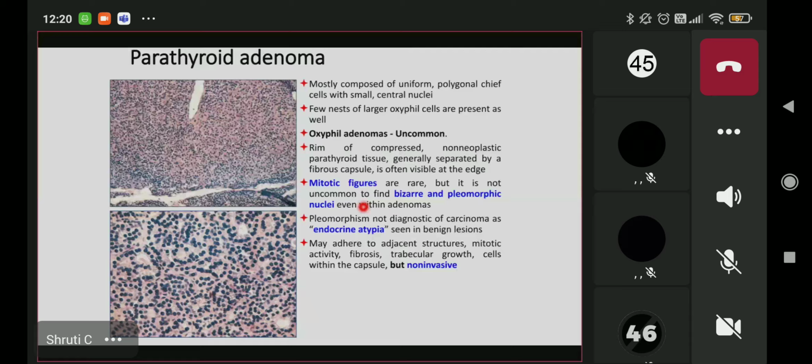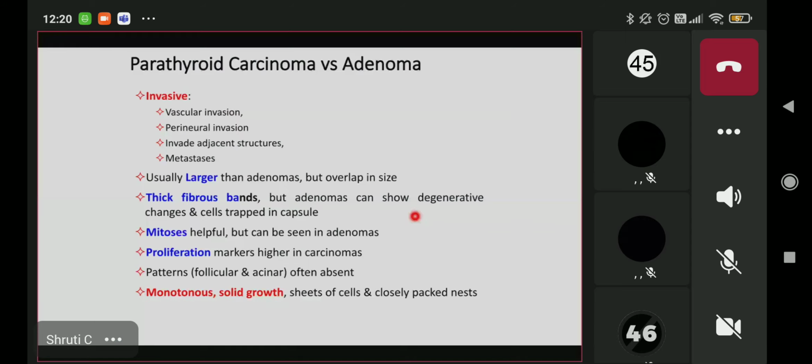So this creates diagnostic dilemmas in cases of adenoma versus carcinoma, because these worse, bizarre, and pleomorphic nuclei can be seen in adenomas. So you should think of capsular invasion, vascular invasion. These features are more significant in deciding between adenoma and carcinoma. And pleomorphism is not diagnostic of carcinoma. Okay. So what you can usually see in carcinoma: vascular invasion, perineural invasion, invasion of the adjacent structures, and metastasis.